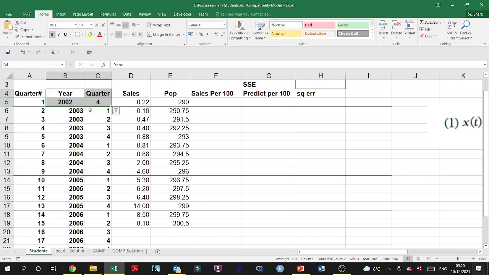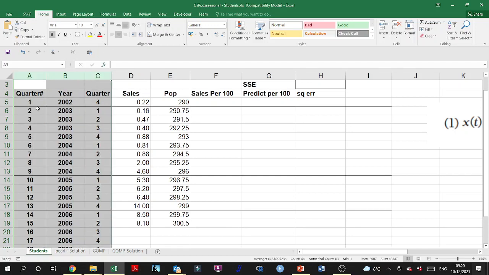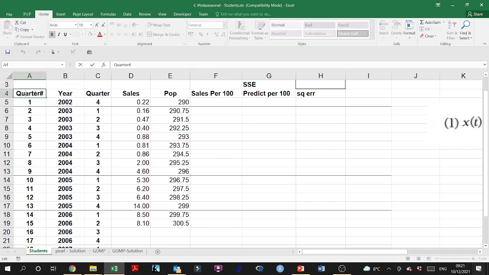2002. So even if it's a quarter 4, the quarter number here is just the serial number for the number of periods. So this is not quarter number per se. This is, I'm going to put it as the number of periods. So this is the number of periods.